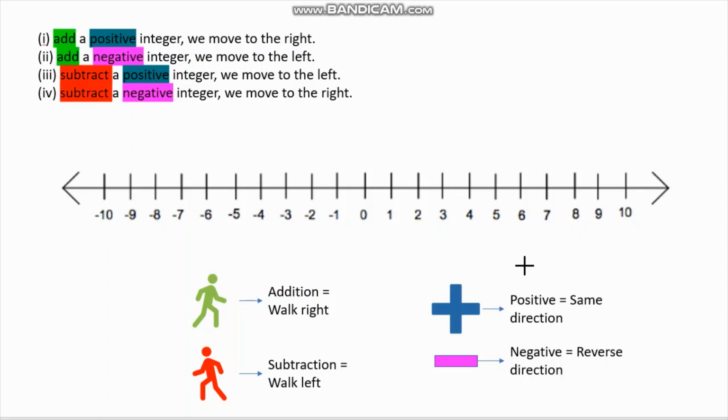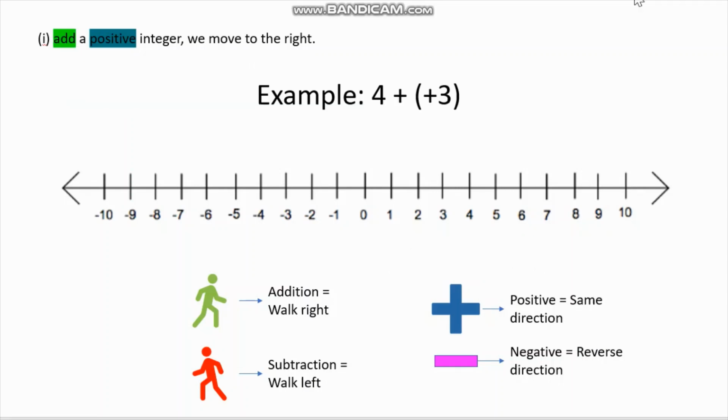Then we have to look at the sign of the integer. Let us take an example for the first case. The first case is the addition of a positive integer. For our example, we are starting with 4 and then we are adding the positive integer plus 3. So now we know that we have to start at 4. So let us start over here. Next, we know that addition indicates walking to the right side starting from 4.